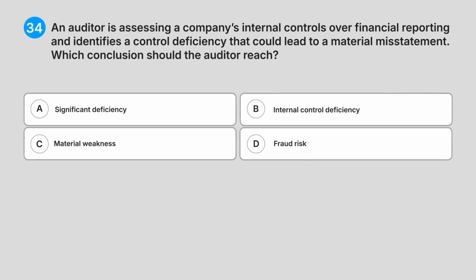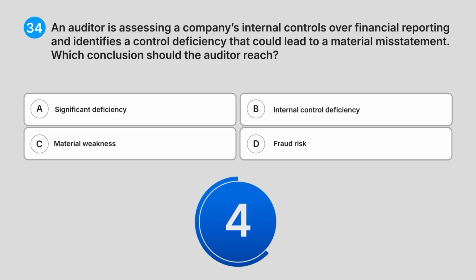34. An auditor is assessing a company's internal controls over financial reporting and identifies a control deficiency that could lead to a material misstatement. Which conclusion should the auditor reach? A. Significant deficiency. B. Internal control deficiency. C. Material weakness. D. Fraud risk. Can you guess the answer?